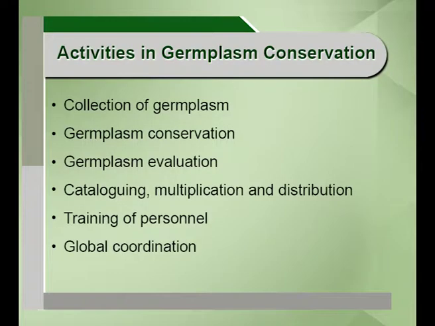What are the activities in germplasm conservation? There are many activities. First and foremost is collection of germplasm. The second important activity is germplasm conservation. Third is germplasm evaluation. Fourth is cataloging, multiplication, and distribution. Next is training of personnel. The last one is global coordination. These actions are commonly called germplasm conservation. We will see them one by one.